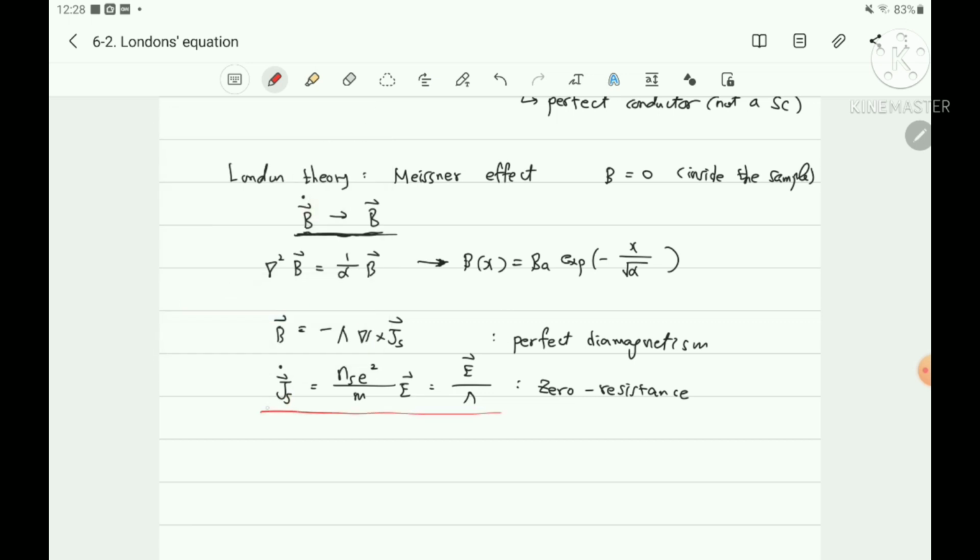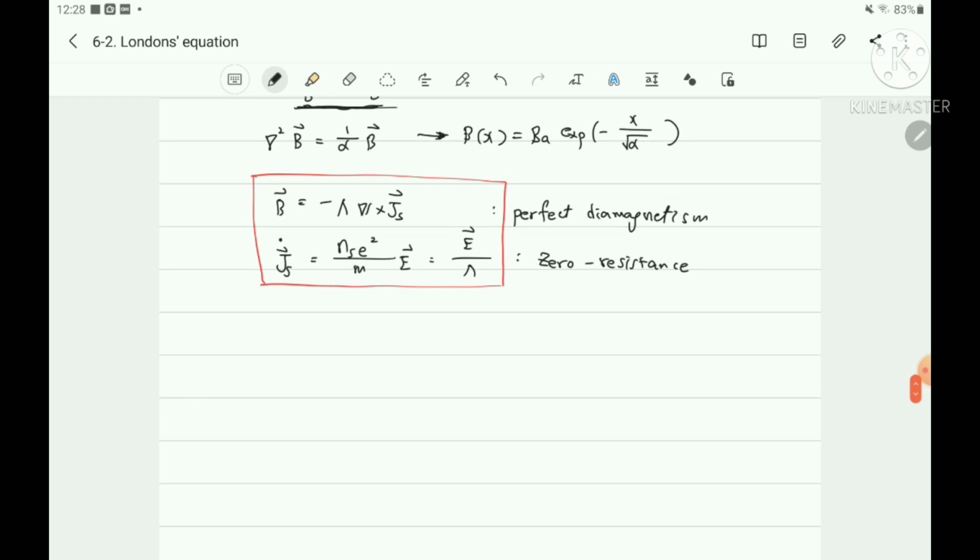It is just the simple London equation. And from the mathematical formalism, in the one-dimensional case, B(x) is B_a exponential of minus x over lambda L. Here lambda L is the penetration depth, the square root of m over mu 0 ns e square. It is a penetration depth.